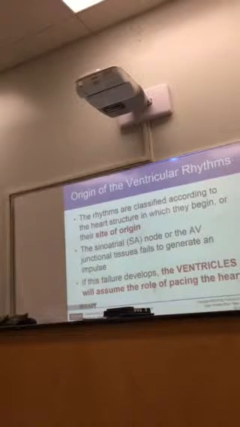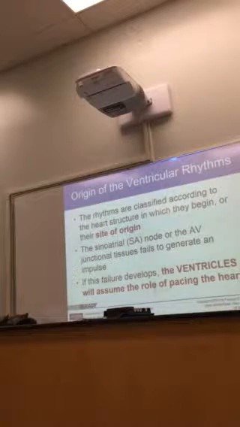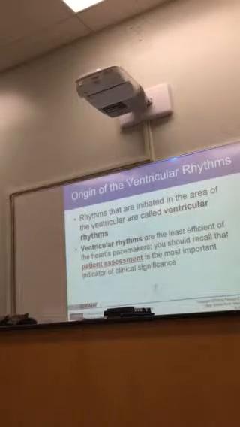So the rhythms are classified according to the heart structure in which they begin, or their site of origin, right? So the SA node or the AV junctional tissues fail to generate an impulse, right? So this isn't occurring in the SA or the AV node. If this failure develops, the ventricles will assume the role of pacing the heart. So what's in the ventricles that controls the pacing? Purkinje fibers, yes. Rhythms that are initiated in the area of the ventricles are called ventricular rhythms. They're the least efficient of the heart's pacemakers.